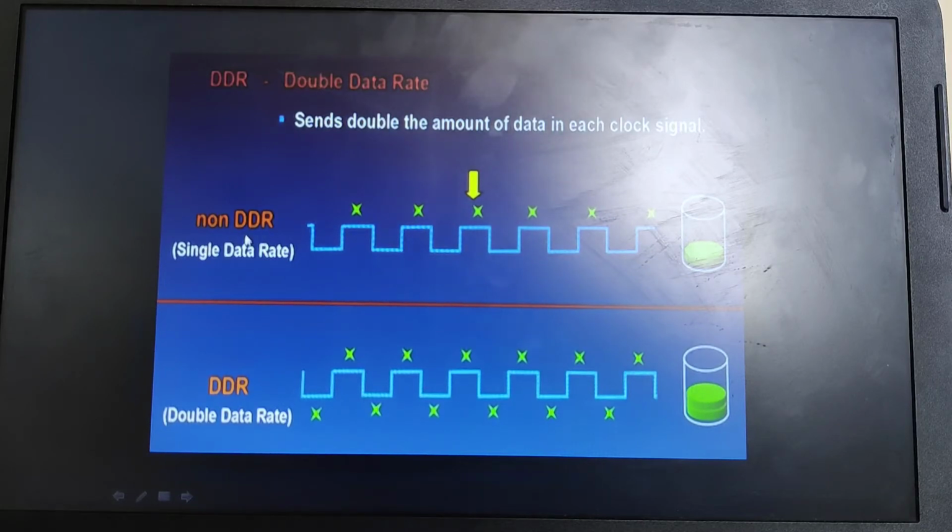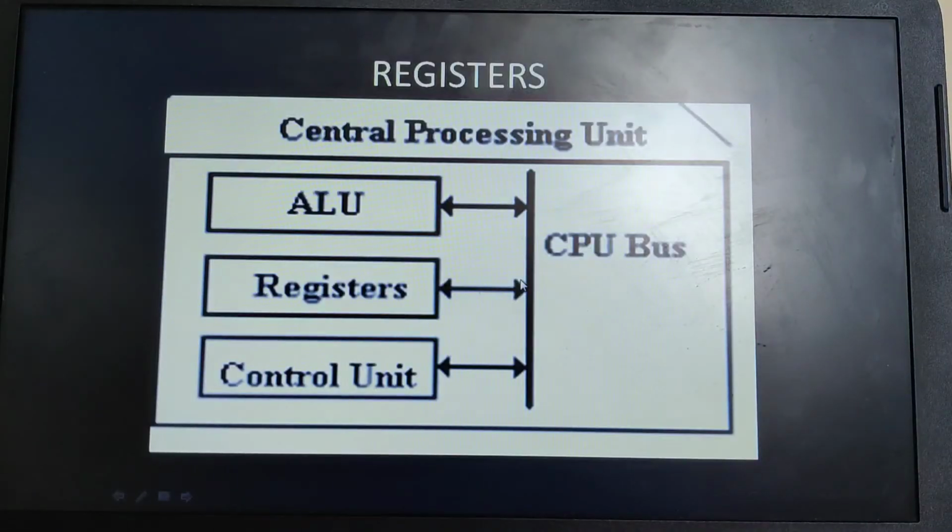That is non-DDR, meaning synchronous dynamic random access memory. Only at the time of the rising edge are you able to transfer the data to the CPU. Now, I hope you can clearly understand.